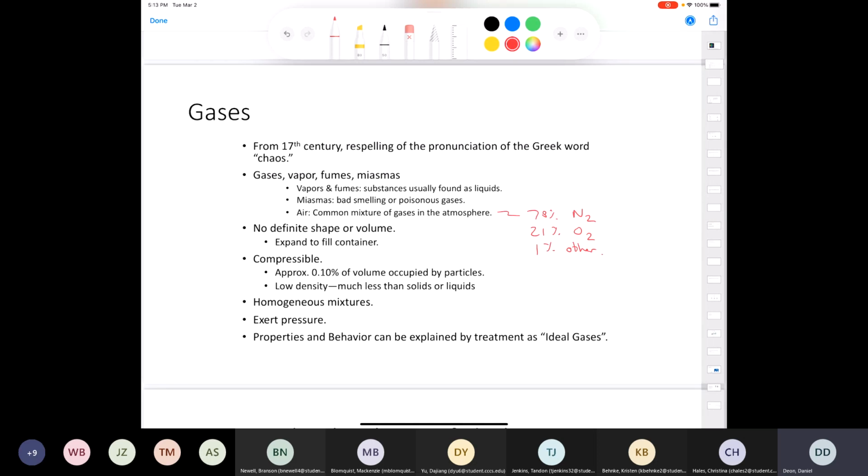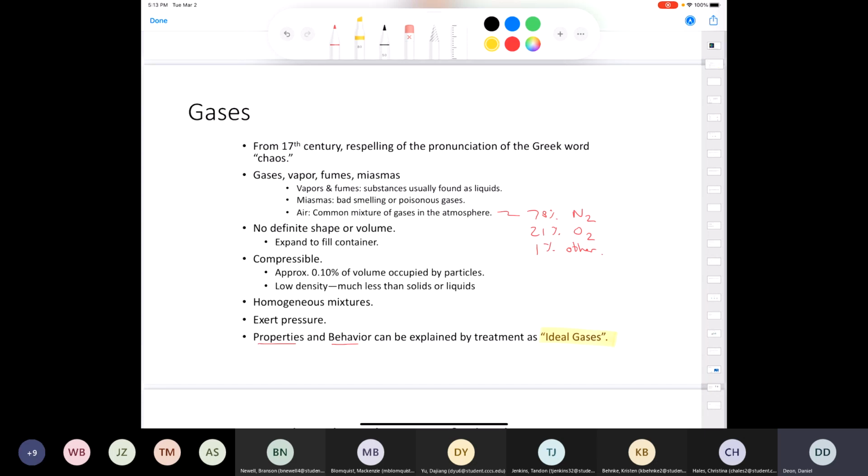And what we're going to do tonight and in the next lecture is we're going to take a look at the properties of gases and the behavior of gases, right? How do they behave and what are their properties? And the way that we're going to explain the behavior and properties of gases is by treating them as what are called ideal gases. Now, you might be wondering, what is an ideal gas?